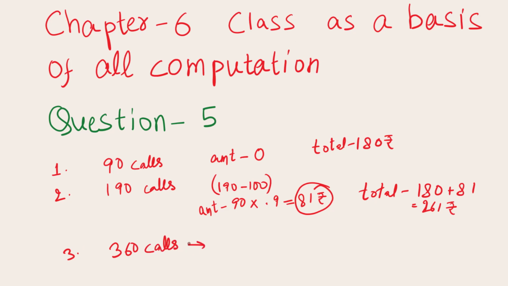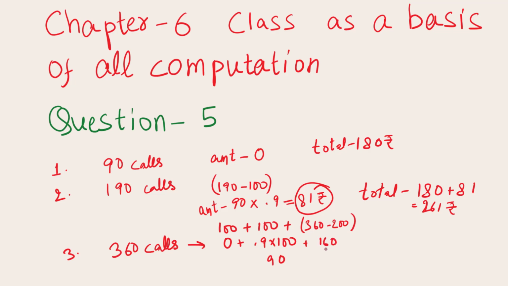So what will happen? For the first 100 calls, the charge is 0. For the next 100 calls, the charge is 0.9 rupees per call. That is 0.9 into 100, which is 90 rupees. So how many calls have you covered? You have covered 100 calls, plus you have covered 100 calls. Now what's left? Subtract 200 from it. If you subtract 200 from 360, you will get 160.